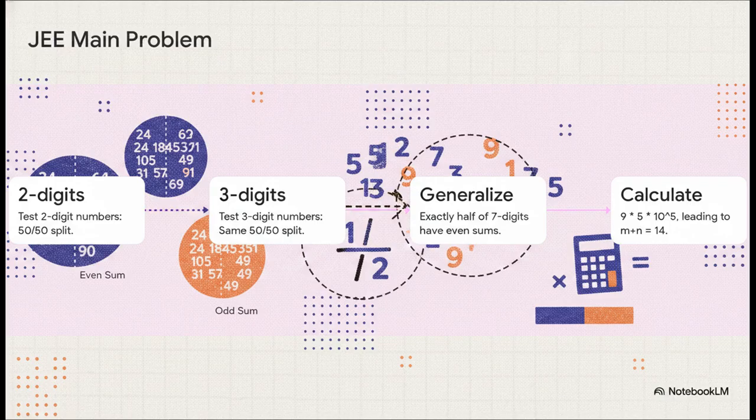Look at all 2-digit numbers. Exactly half have an even digit sum, and the other half have an odd digit sum. Look at 3-digit numbers. It's the exact same 50-50 split. The parity is perfectly balanced. So by just generalizing this pattern up to 7-digit numbers, you suddenly realize exactly half of them are going to have an even sum. You literally just take the total number of 7-digit numbers, chop it in half, and you've got your answer in seconds. It's almost like a magic trick.